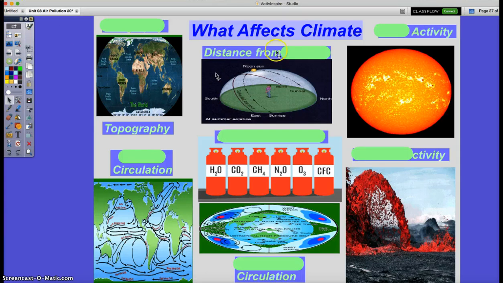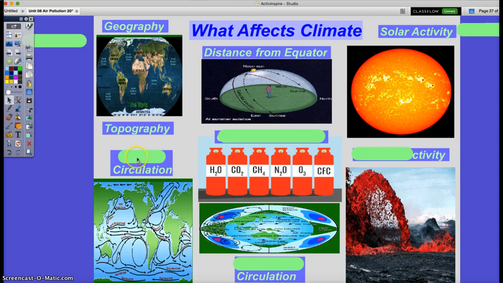Just blurt them out. Distance from the sun, really is solar activity. But distance from what? You see this? What is that? No. Good try, though. Geography is one of them. Think about... Good. From the equator, but referencing the poles is good.